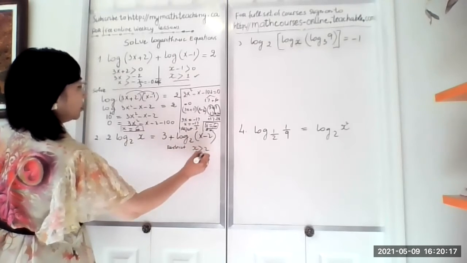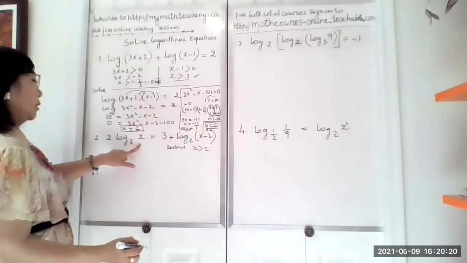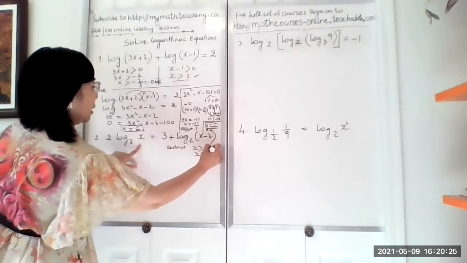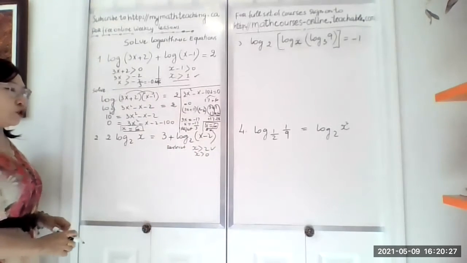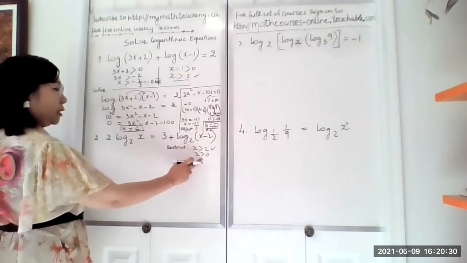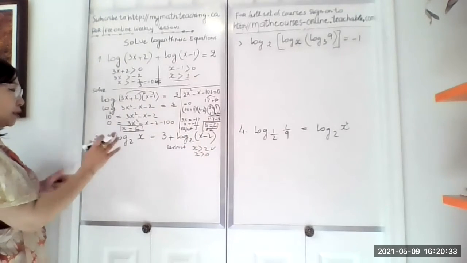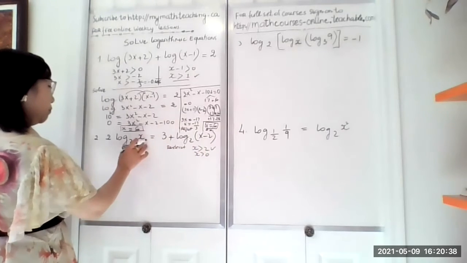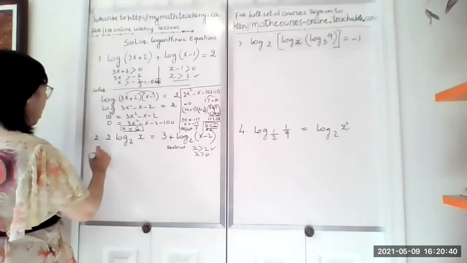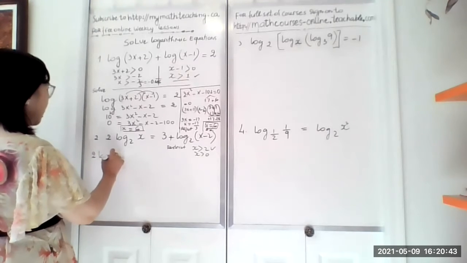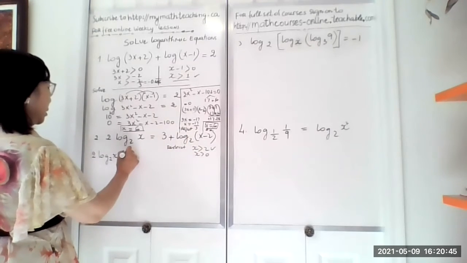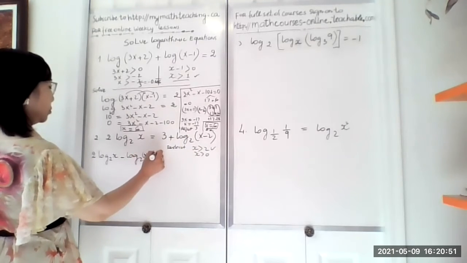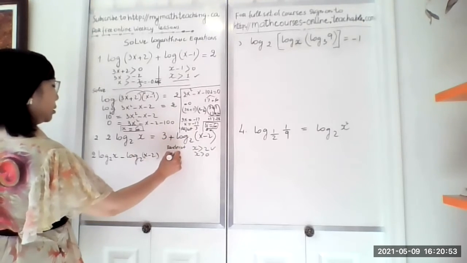X has to be bigger than 2 for this bracket, and x has to be bigger than 0 for this one. And it turned out this is the condition. And if x is bigger than 2, then of course it's bigger than 0, right? So let's solve for this now. I'm going to move this over here. So we have 2 log 2 x minus log 2 x minus 2 equals 3.